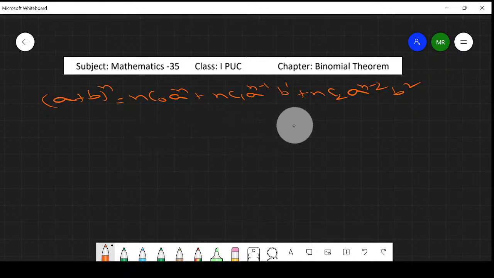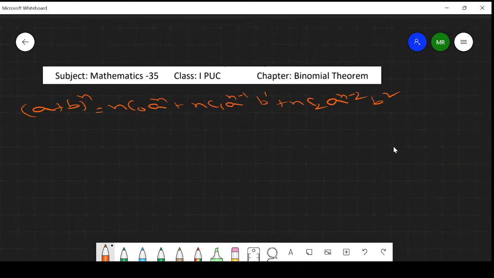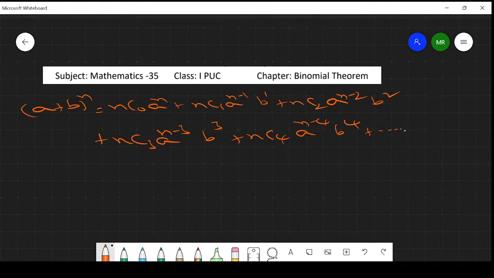They will express like this. Like this I can write nC2 a power n minus 2 b square, plus nC3 a power n minus 3 b cube, nC4 a power n minus 4 b power 4, and so on, plus the last term nCn b power n. This is binomial expansion.